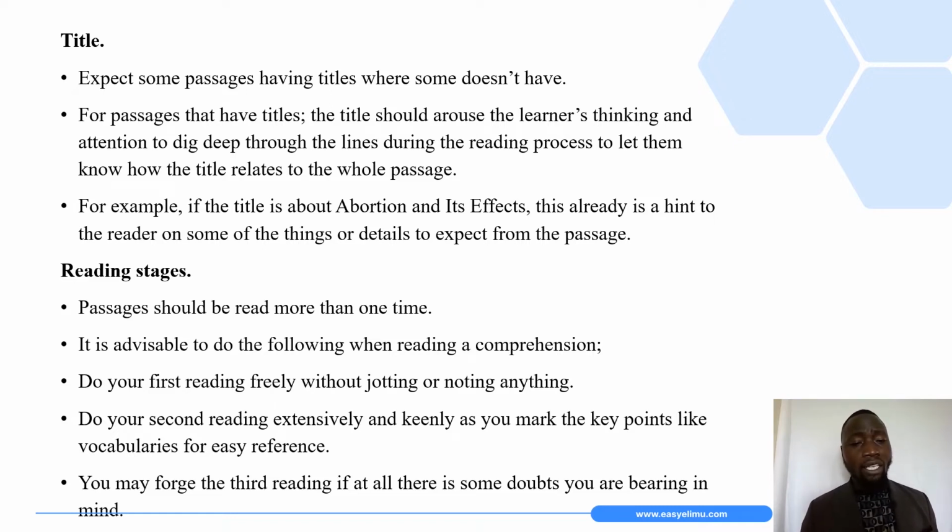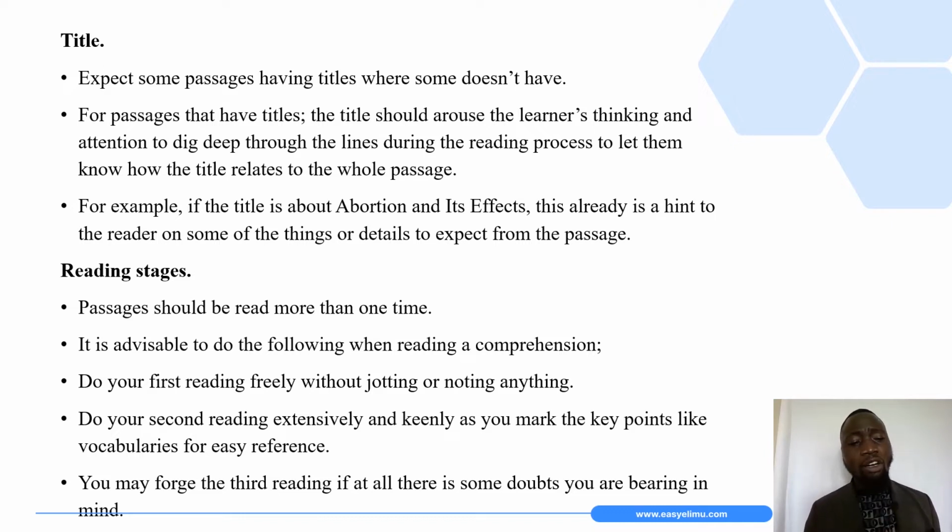So it is advisable to do the following when reading a comprehension. There is the first reading where you are advised to do your first reading freely without jotting or noting anything. You just read without taking note of anything. You do not put down anything on a paper.